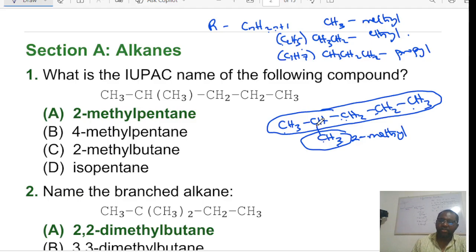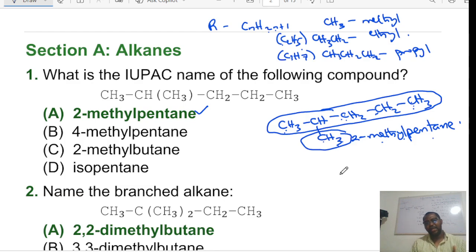What I mean by position 2 is that you can count from anywhere, but you must take the lowest position. If I count from here, it's going to be 1 2 3 4, and methyl is going to be in position 4. But if I count from here, 1 2, methyl is in position 2, so I'm going to take that. Can you see that? That is why this is 2-methyl. Then the length of the chain, 1 2 3 4 5 carbon atoms, is pentane. So the answer to this question is 2-methylpentane, as simple as that.